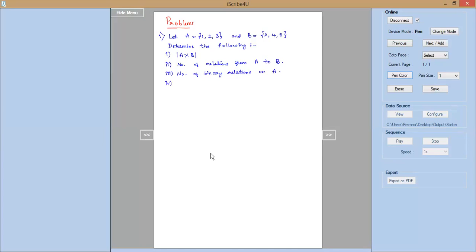Fourth one, the number of relations from A to B that contain (1, 2) and (1, 5). Fifth sub-question, the number of relations from A to B that contain exactly 5 ordered pairs.